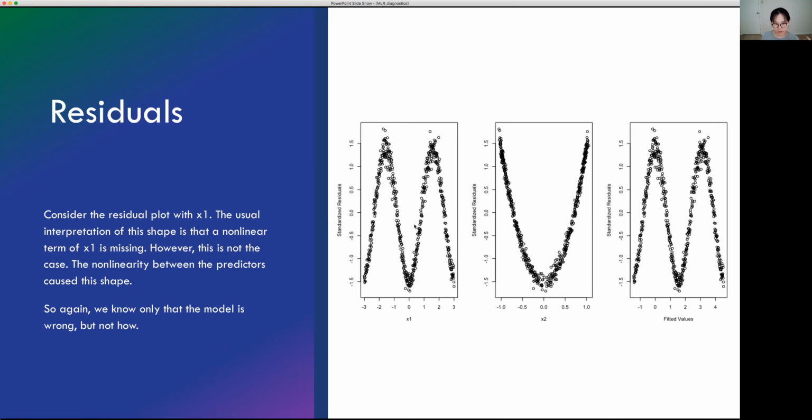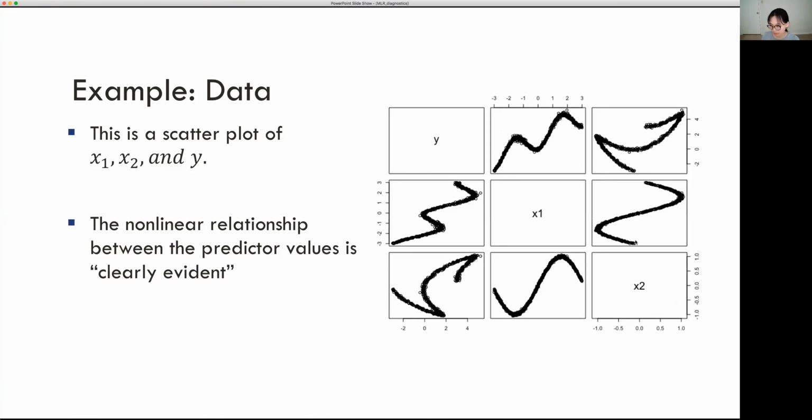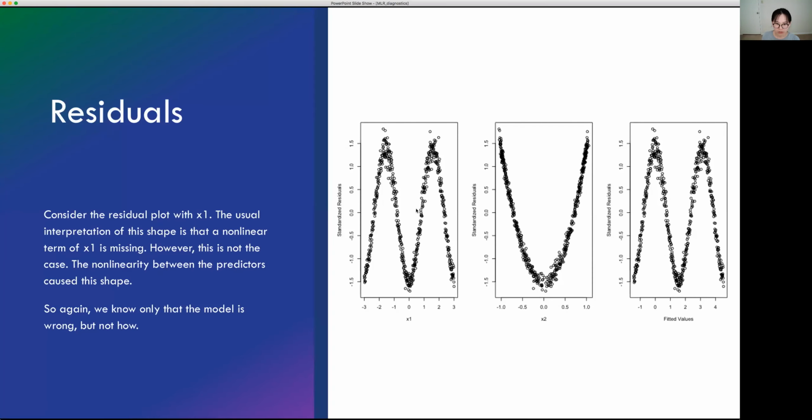The normal interpretation for this shape is that we need a non-linear term of x1 in the model. However, this is not the case. It shows like this because the predictors x1 and x2 have a nonlinear relationship. So this is causing this. Normally, if we look at this standard residual plot, we would say, okay, we need a nonlinear term for x1. Well, that's not the case for this multiple linear regression.